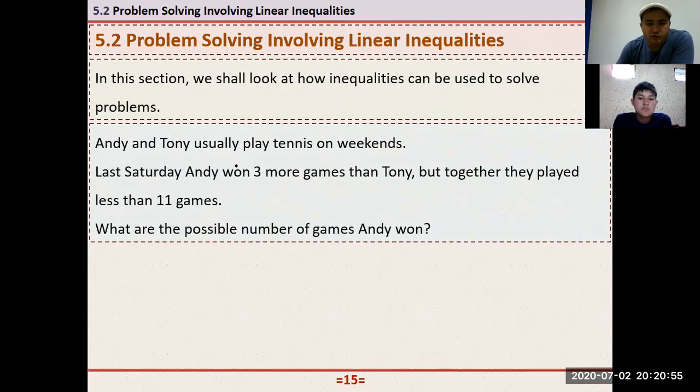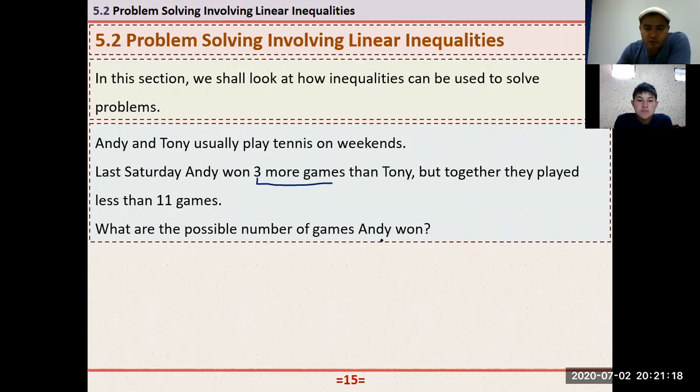Andy and Tony usually play tennis on weekends. Anyway, last Saturday, Andy won 3 games more than Tony. But together, they played less than 11 games. What are the possible number of games Andy won?